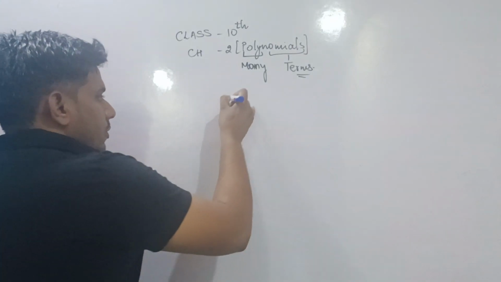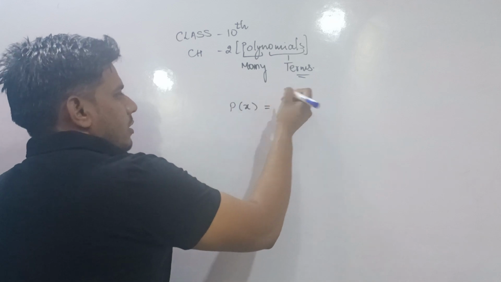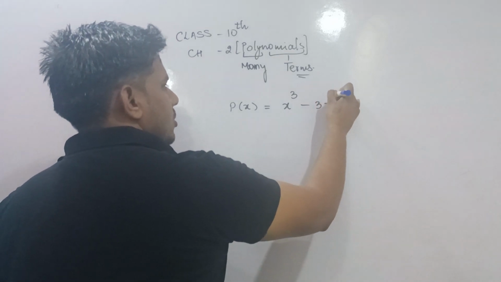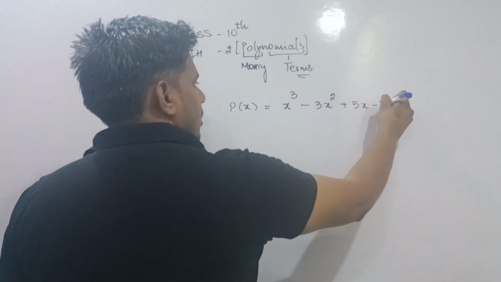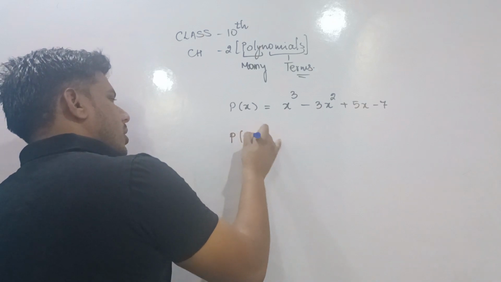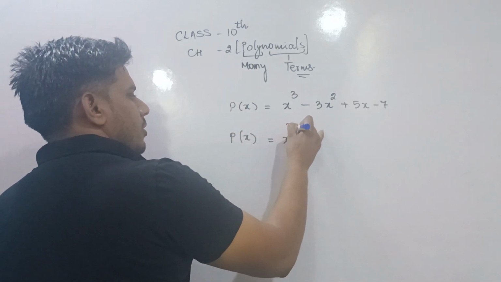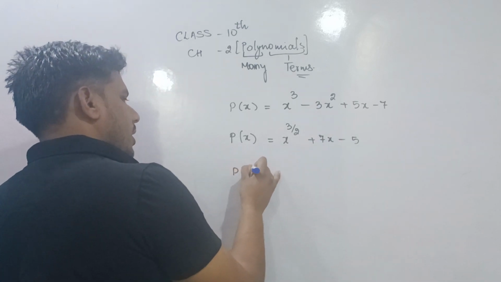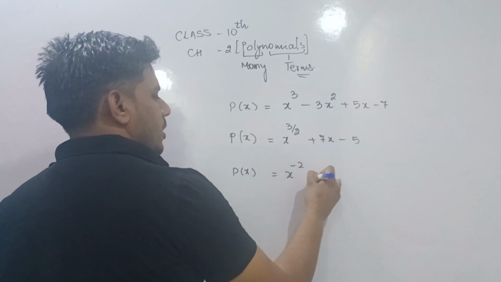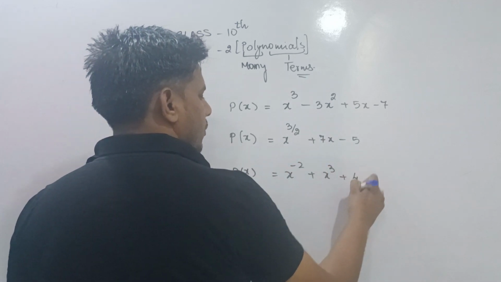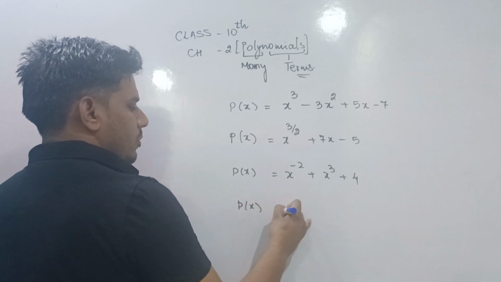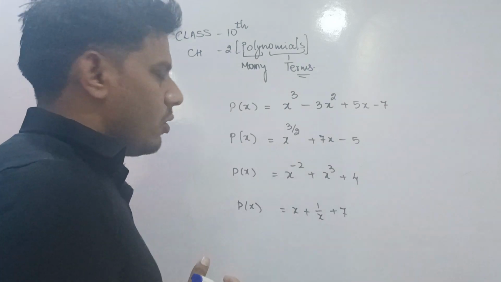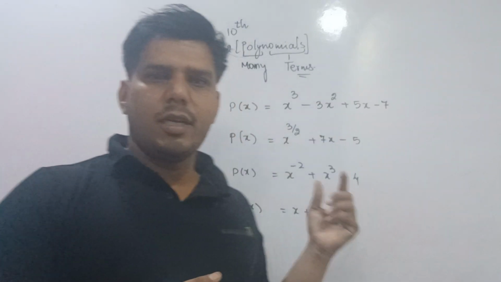So if we have many terms, like p(x) is equal to x raised to 3 plus minus 3x square plus 5x minus 7, and we also have another polynomial x raised to 3 by 2 plus 7x minus 5, or p(x) is equal to x raised to minus 2 plus x cube plus 4, and then we have the last polynomial as x plus 1 by x plus 7. So here in all these examples we can see there are many terms.